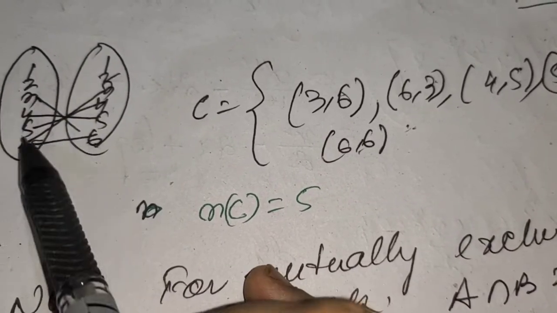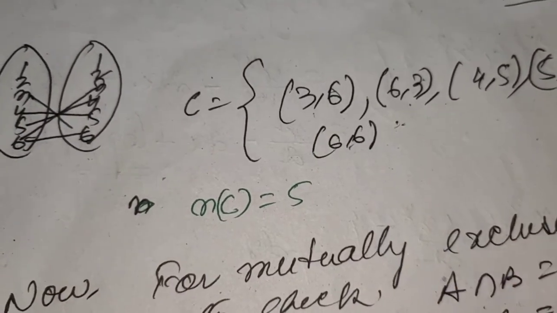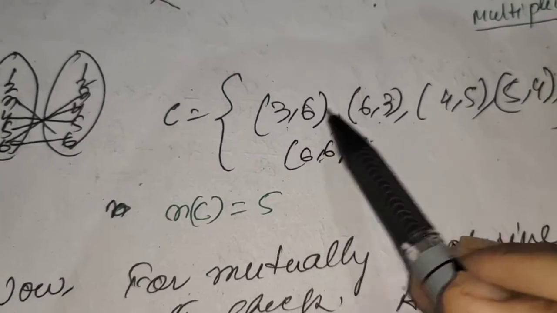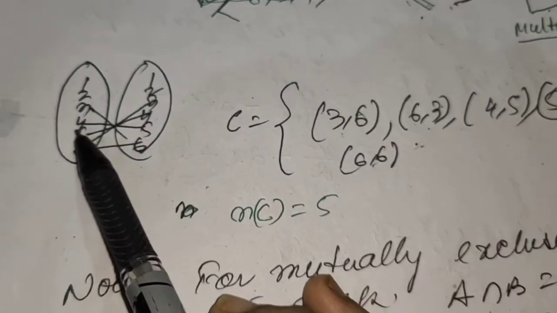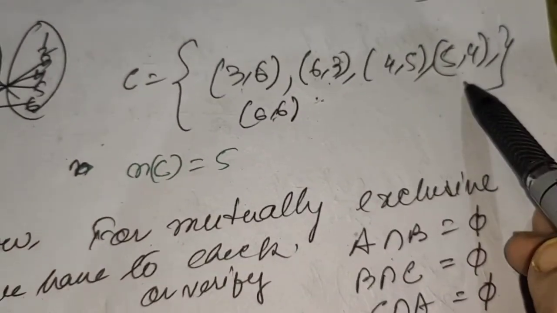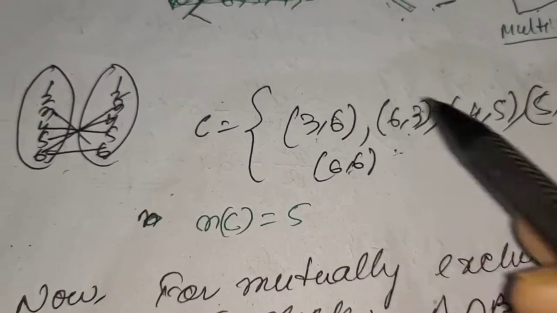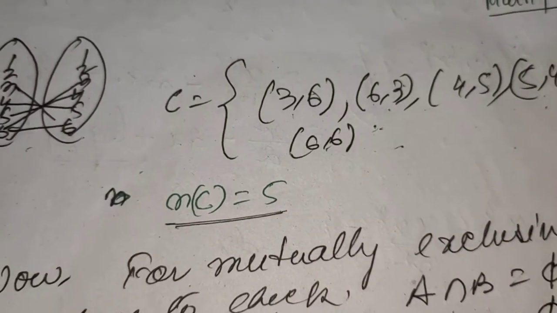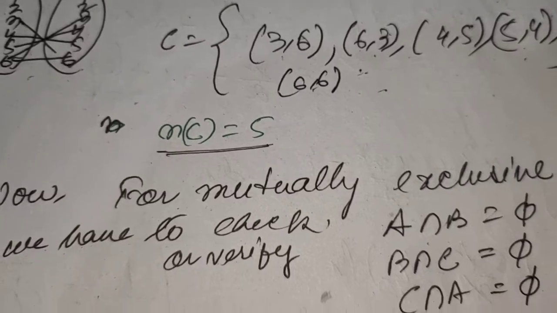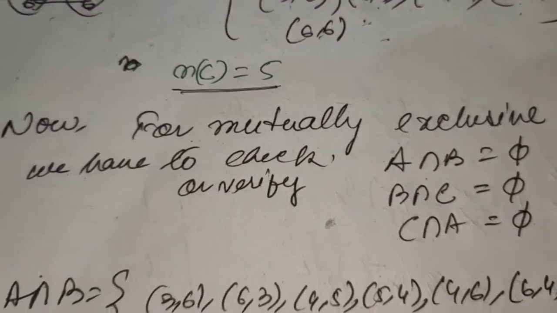It is 9 and 12. 3 6 and 6 3: if you add 3 and 6, it is 9. Then 4 5 and 5 4, again 9, and only one value will come for 12, that is 6 6. This is your C. The total number of elements in set C is 5.